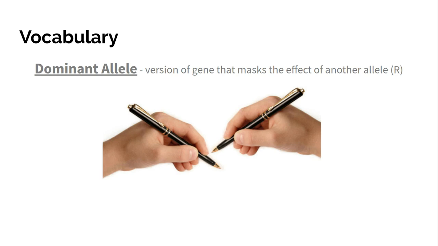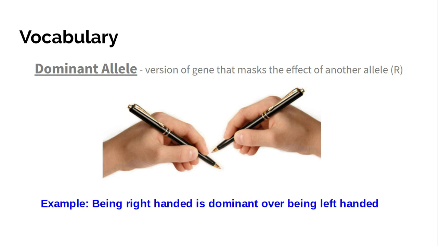Now we're going to talk about what is a dominant allele. And you may remember this from grade 9. A dominant allele essentially is the gene that masks the effects of all other alleles. So we're going to use, in this case, an uppercase R. Whenever a dominant gene is written, it's written in the uppercase form. All right. So being right-handed is dominant to left hand. So we would represent that with the dominant letter, uppercase R.